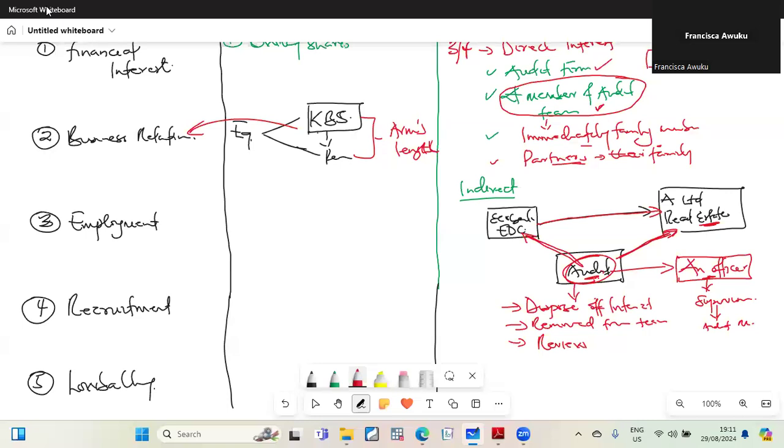All right. So this is the issue. Check if there is an arm's length. If there is no arm's length, like I said, you have to be removed and a review must be done. All right. So that is that.